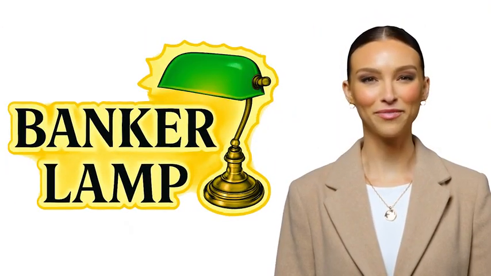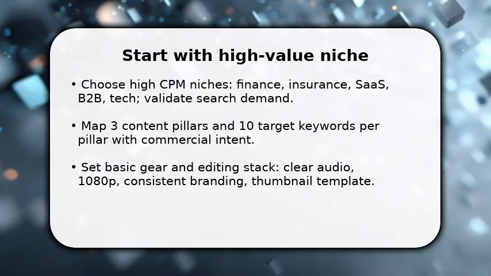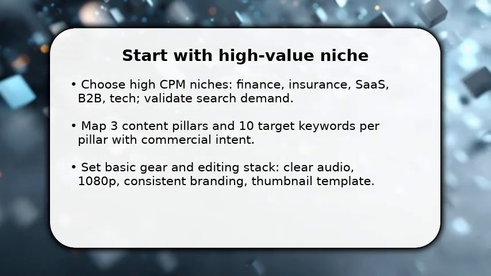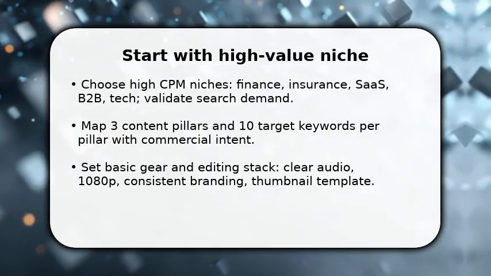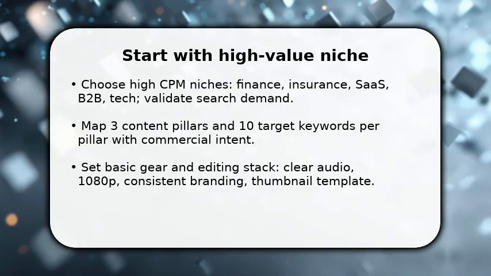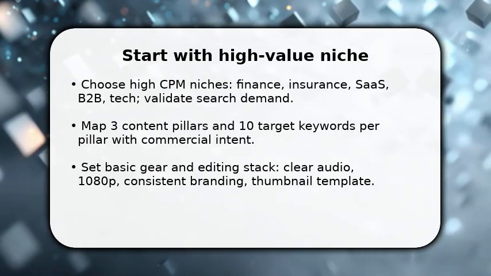Please enjoy the video. You start by picking a high-value niche because advertisers pay more where intent is commercial. Once chosen, build 3 content pillars and list 10 target keywords each that show buyer intent. Then make your first 5 videos using the same look and voice so the algorithm recognizes your channel.